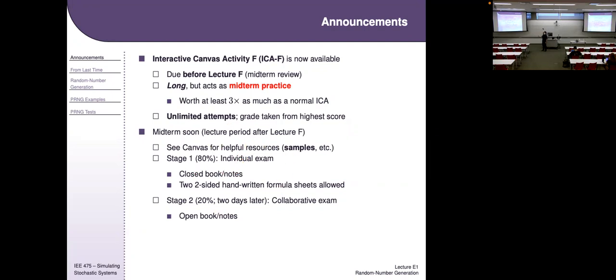It's the Canvas-based exam. You can take it in here, but you don't have to. It's a timed exam. Once you start taking it, you'll have 90 minutes. Stage 2 is an open book, open notes, and open collaborator exam.